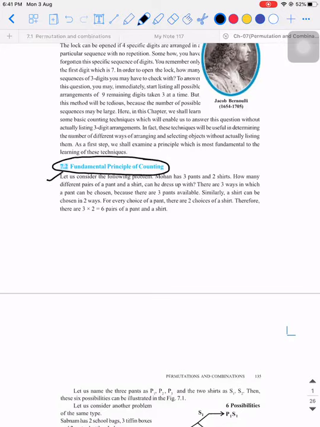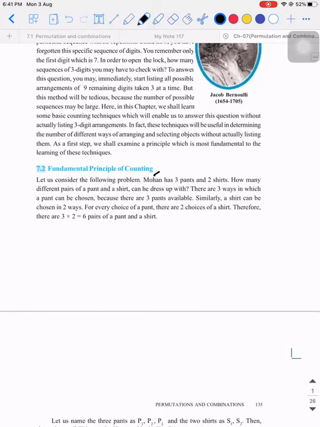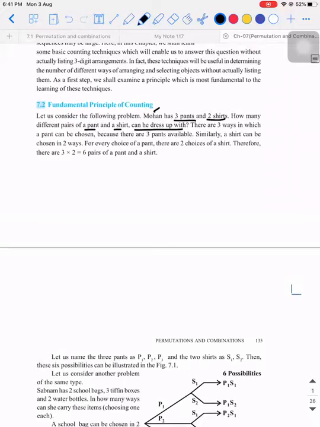Now, for understanding what the fundamental principle of counting means, let us consider the following problem. Mohan has 3 pants and 2 shirts. How many different pairs of pant and shirt can he dress up with? So how many ways can he do it? That's what we need to understand. So how many pants is he having? He's having 3 pants.